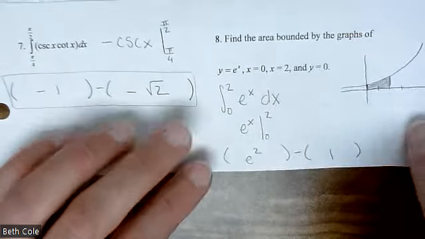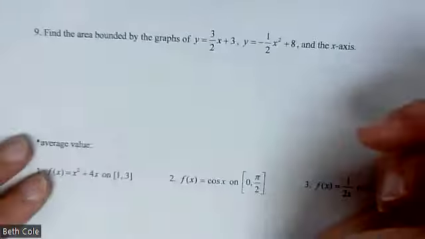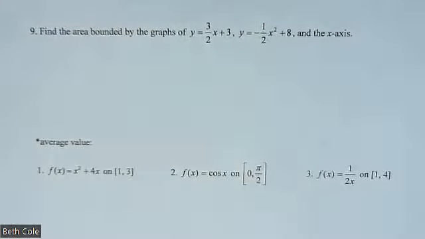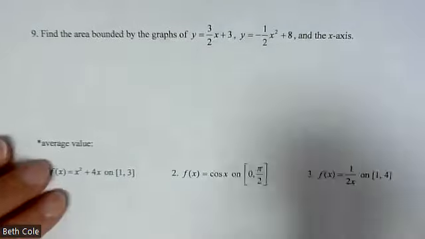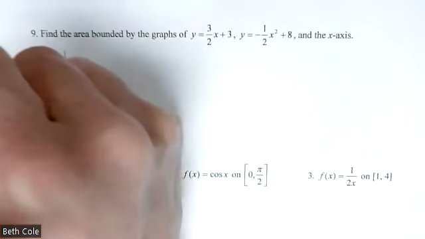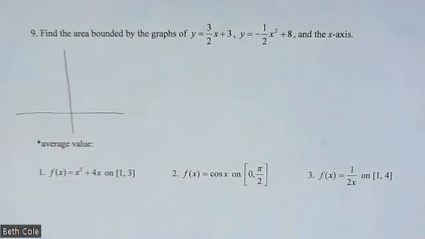Number 9, I was just looking ahead. We're just going to set this one up, because the setup is what's important about this. All right. So it says find the area bounded by those graphs. We are going to need to draw a quick sketch. You'll be okay, because you have to figure out where they intersect.